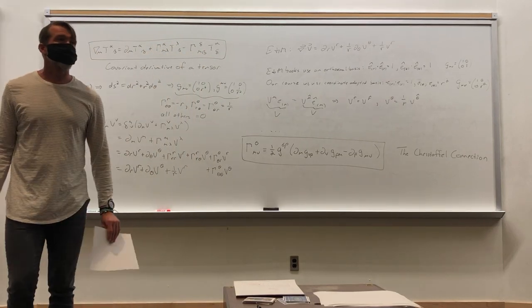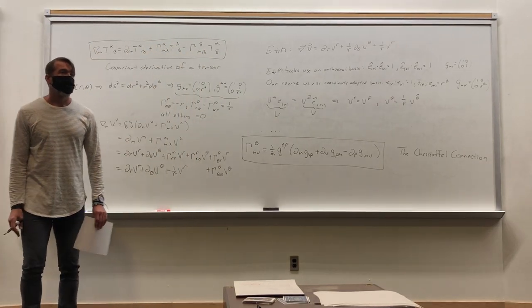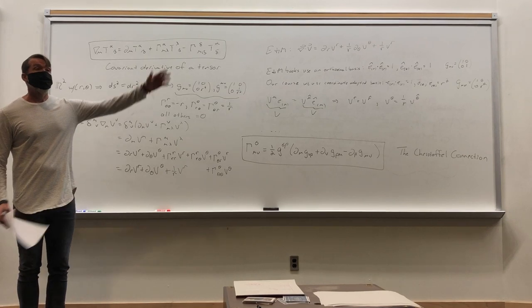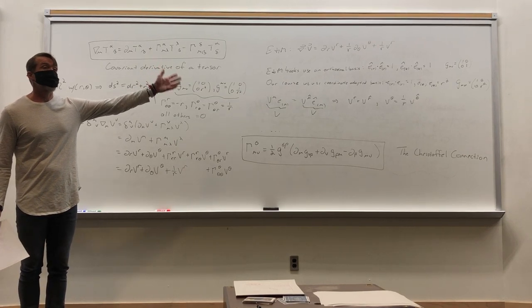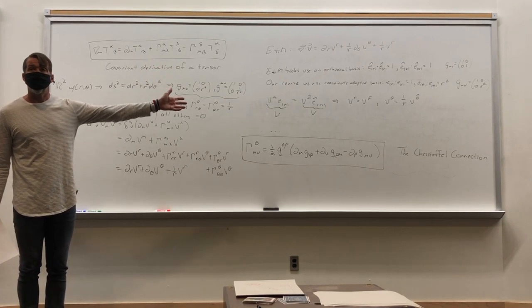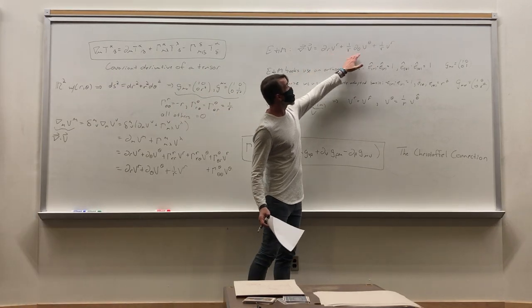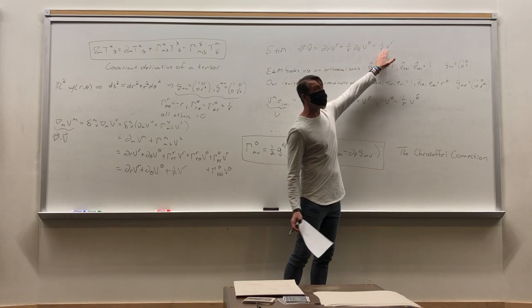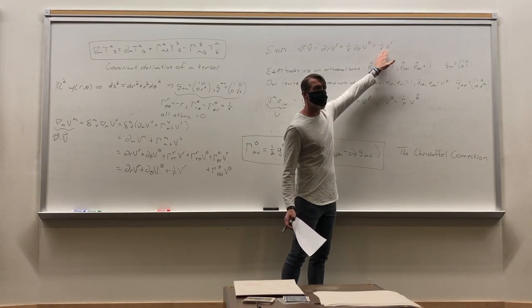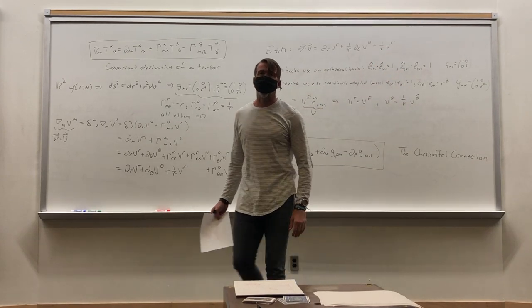First of all, you've seen this before. You've seen it whenever you've used spherical polar coordinates, or even just polar coordinates in a plane. The derivative operator is no longer just the derivative. It's got these weird coefficients, and then it's got these extra terms. Where do they come from? They come from the connection.